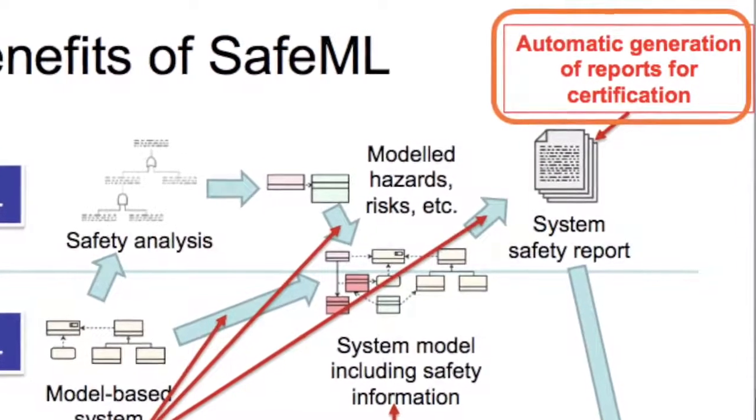We can even change how we display this information to suit the task. When you have textual reports and tabular reports of safety information, it is very hard to change how that's formatted to suit how you're using it. So instead, with SafeML, we can automatically change how the computer displays information, such as tabular views, matrix views, and model views, to suit what we're doing with the information.